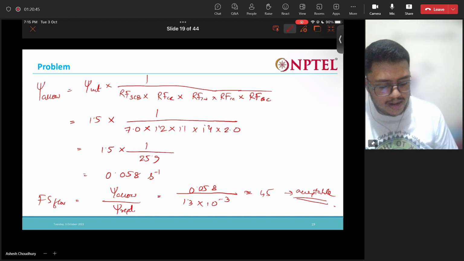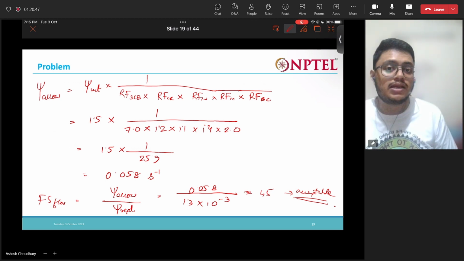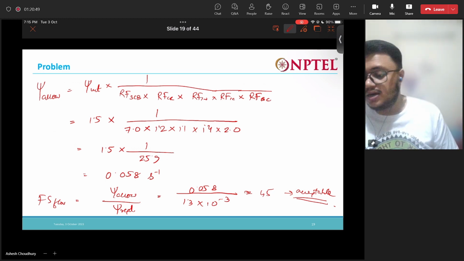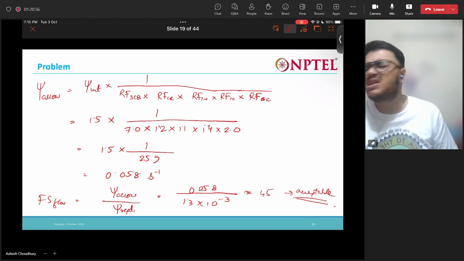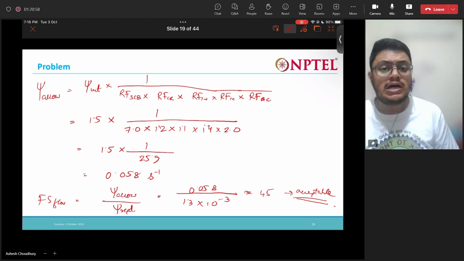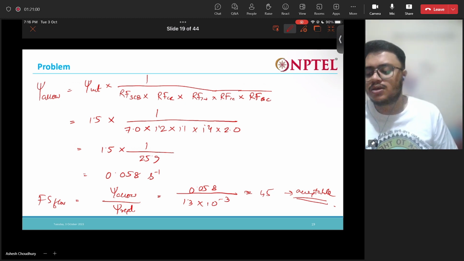The next part is to check the filter retention criteria. As I said, there are many retention criteria given by many researchers and codes, and none of them actually works in all cases. You cannot say that one will work everywhere, so you need to use them very judiciously.